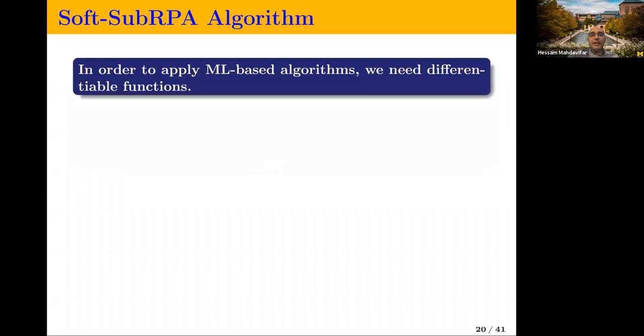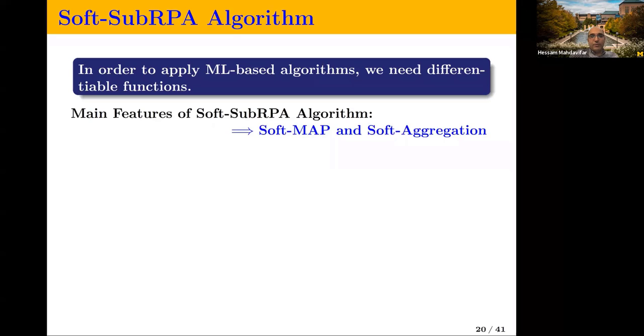And the other thing, and that's one of the main challenges: if you want to apply machine learning based algorithms, we need differentiable functions. Okay, so all these hard decisions that we have been looking at, for example in RPA, we need to replace them with soft decision operations. Even the MAP decoding of first order Reed-Muller code, we need to do in a soft manner.